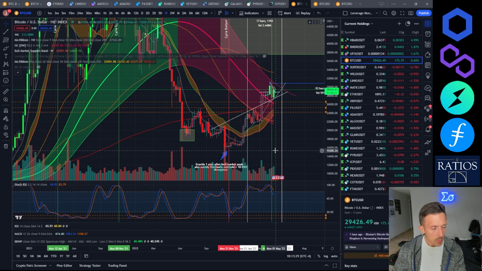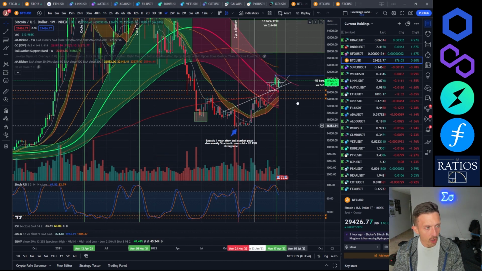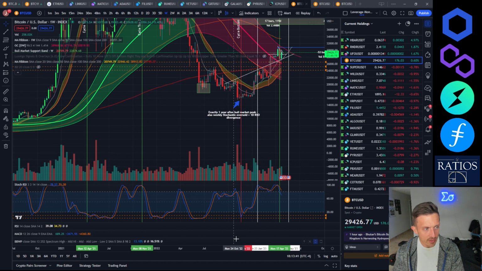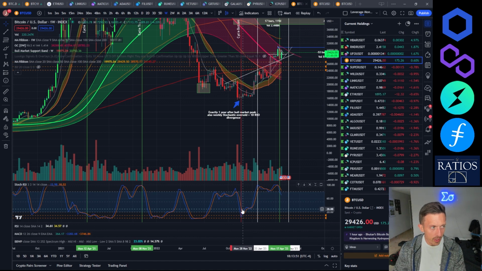Oftentimes the weekly time frame is such a large time frame that it does a really good job of calling tops and bottoms, right? You can see the current cycle bottom right here matches up very well with this Stochastic K line coming down all this way to, what is this value? 5. So the Stochastic came all the way down to 5.